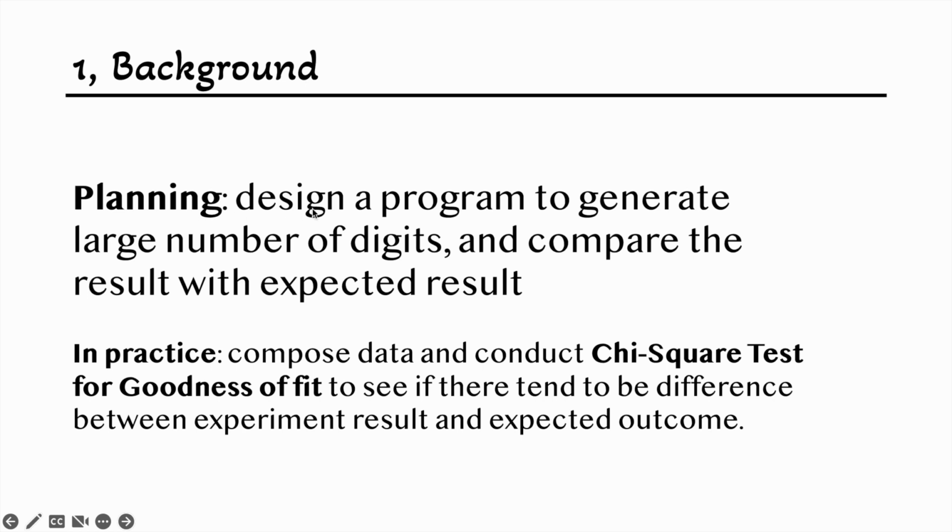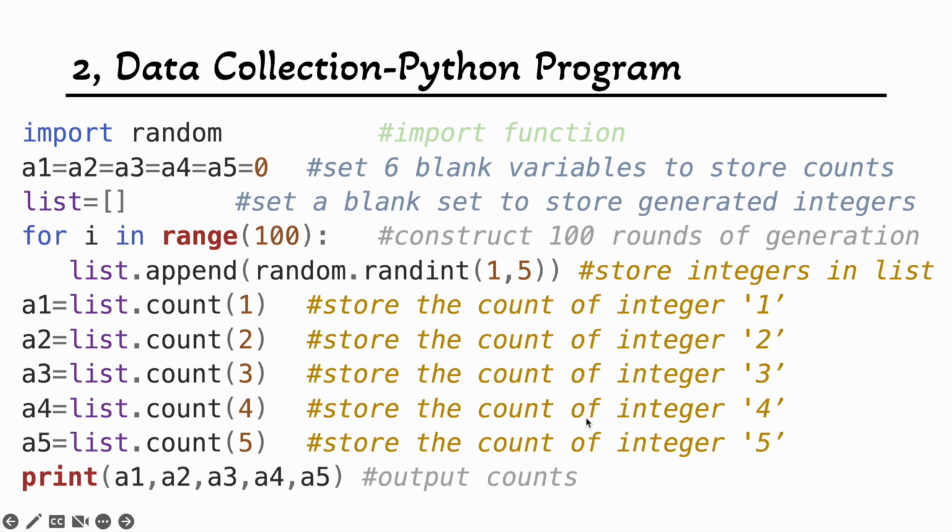I'm planning to design a program to generate a large number of digits and compare the result with the expected result. In practice, I will compose data and conduct a chi-square test for goodness of fit to see if there tends to be a difference between the experiment result and the expected outcome.